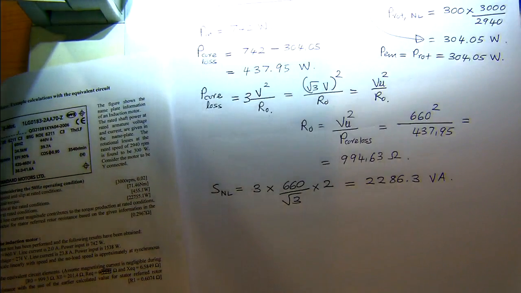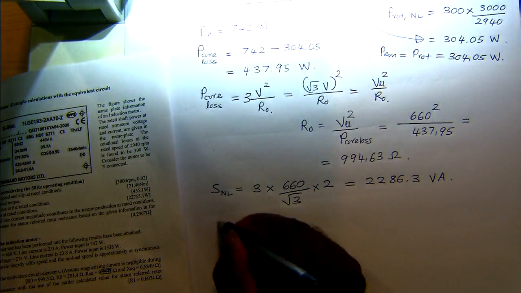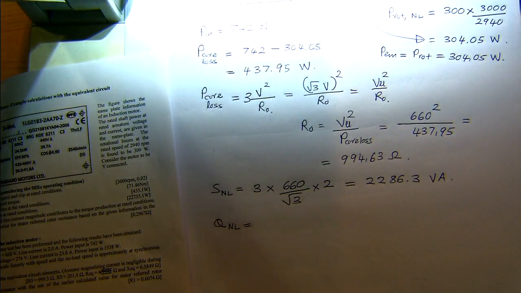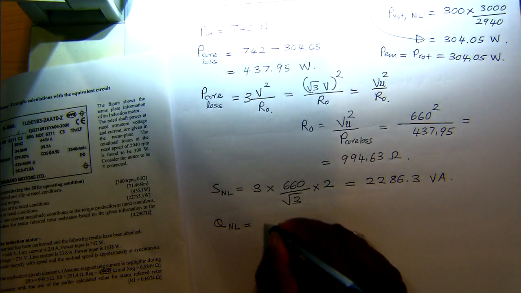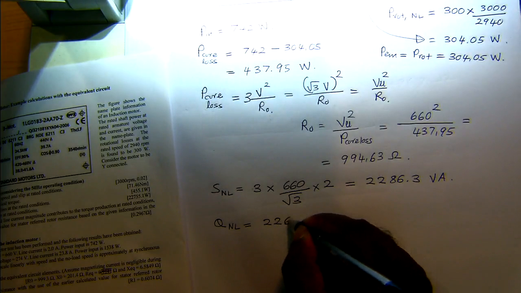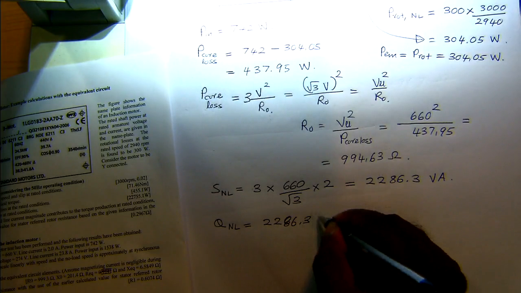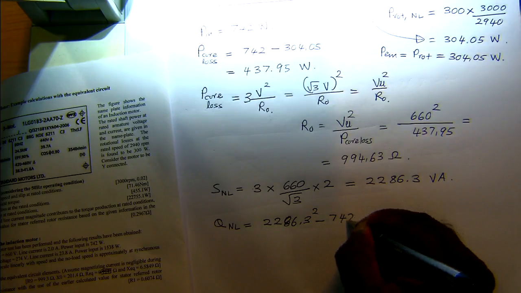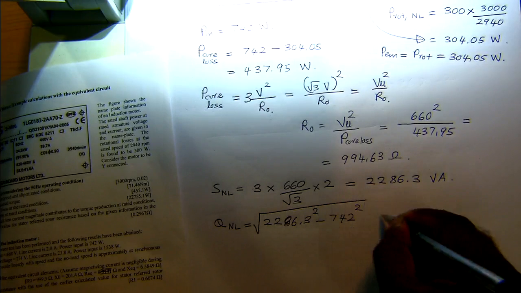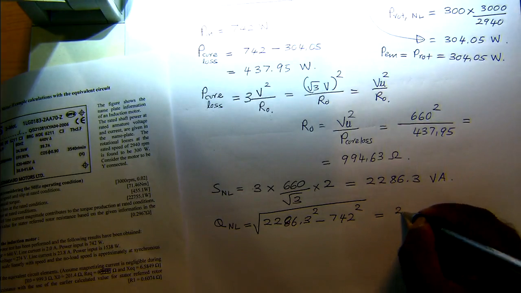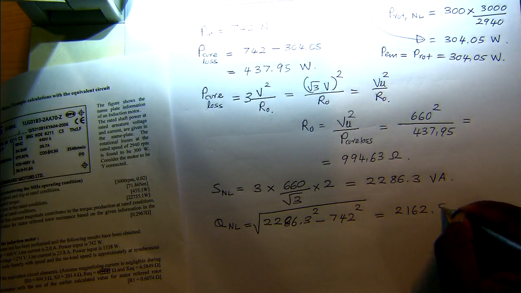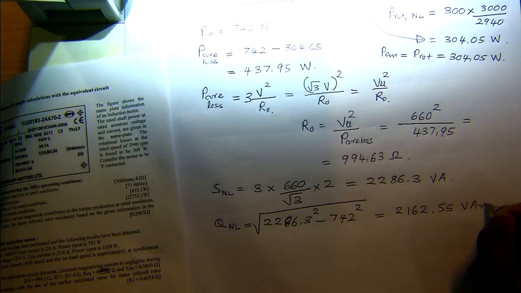And then from that, we can calculate Q no load. That's the apparent power minus the real power input. So that will be the square root of 2286.3 squared minus 742 squared, which gives you 2162.55 volt ampere reactive.